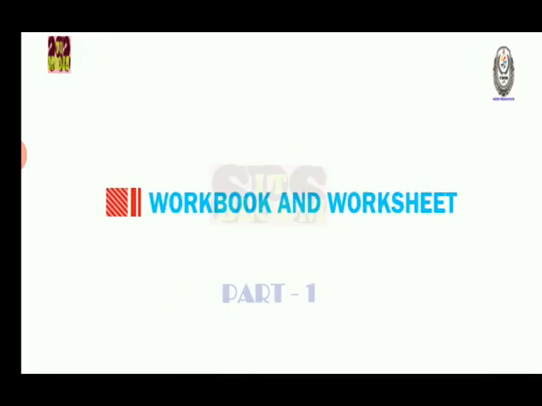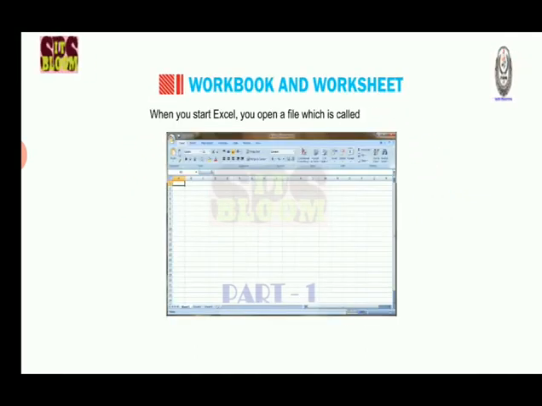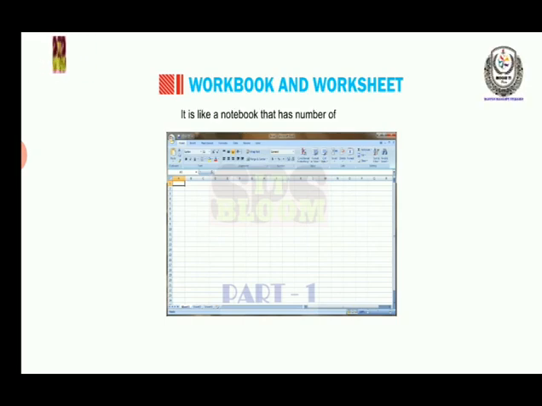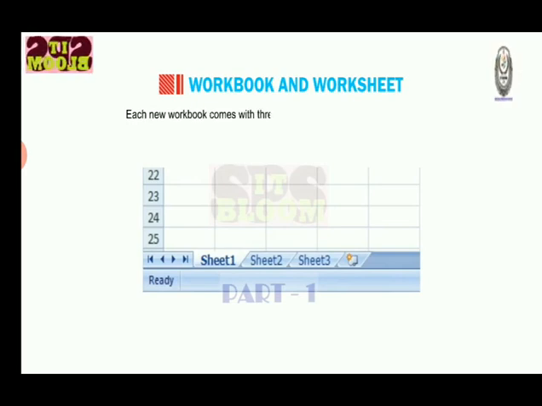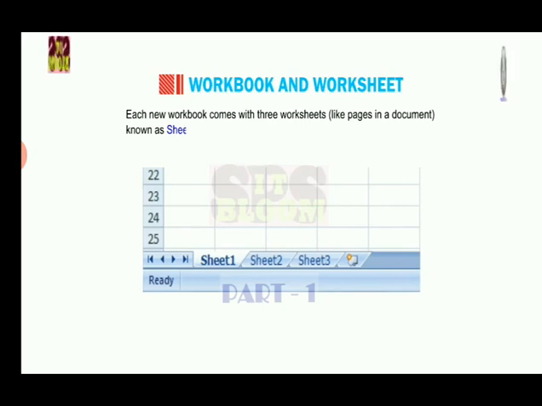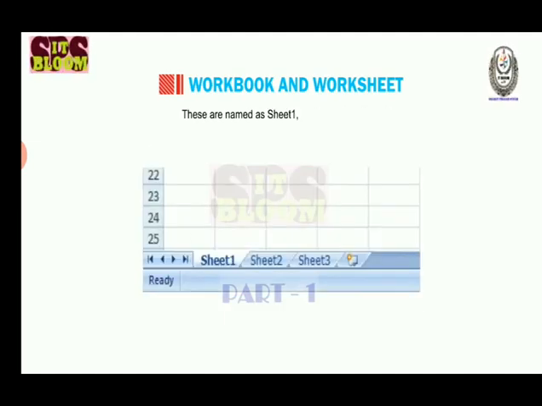Let us now talk about Workbook and Worksheet. When you start Excel, you open a file which is called a workbook. It is like a notebook that has number of pages in it. Each new workbook comes with 3 worksheets, like pages in a document known as sheet tabs. They can be seen at the bottom left of the workbook window. These are named as Sheet 1, Sheet 2 and Sheet 3.